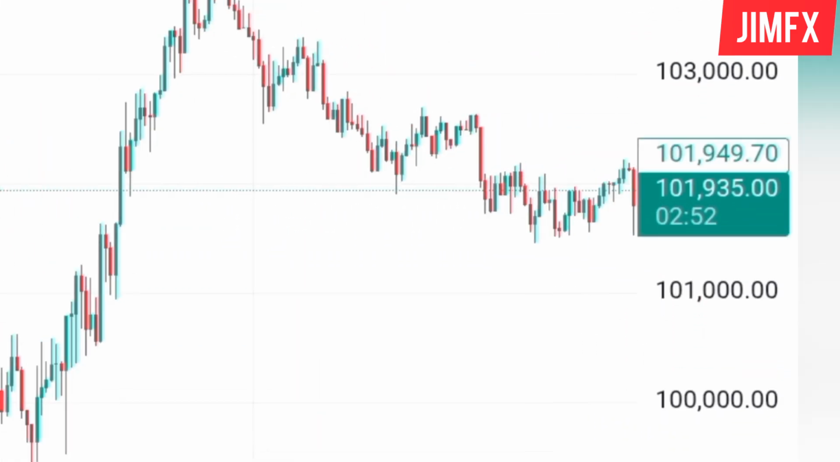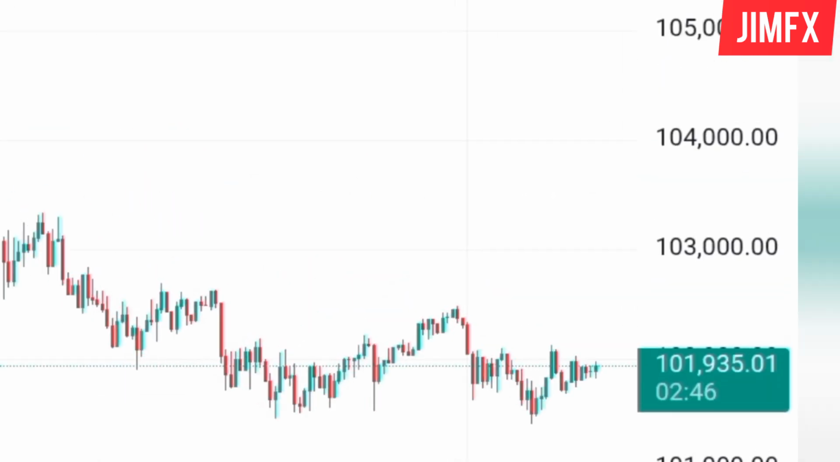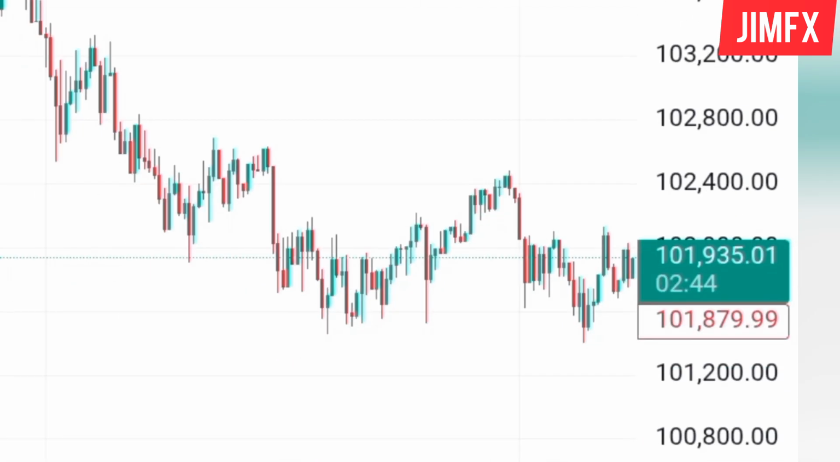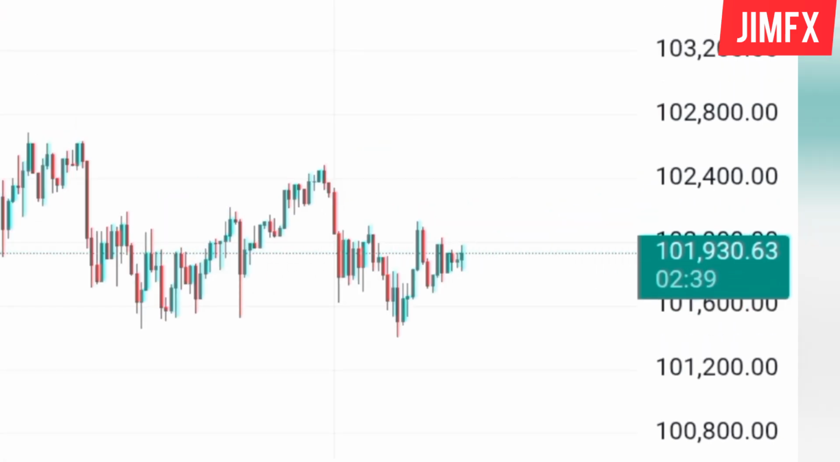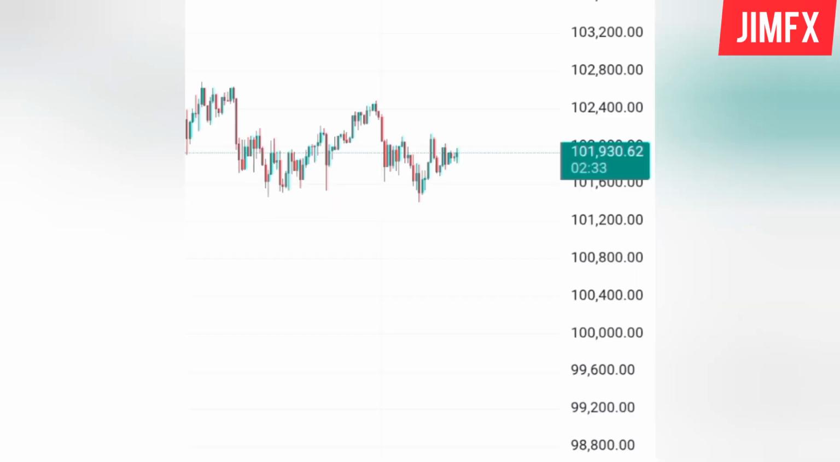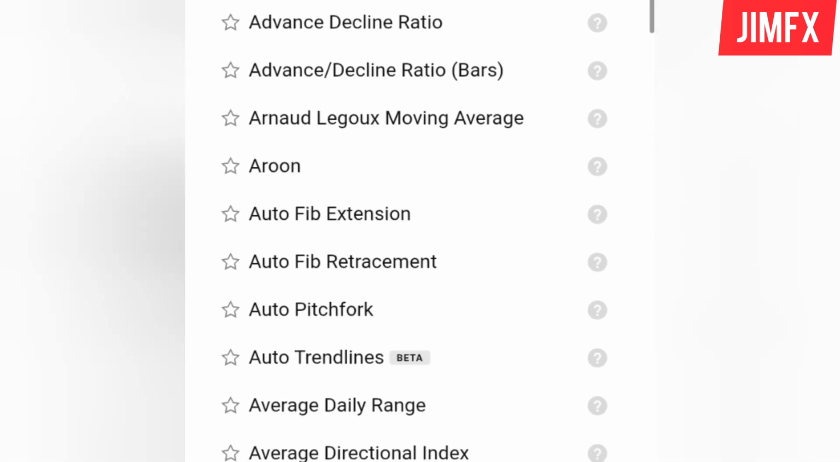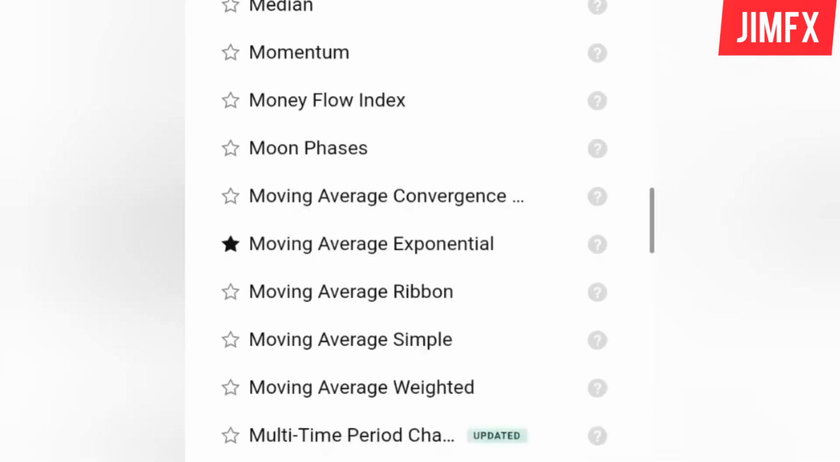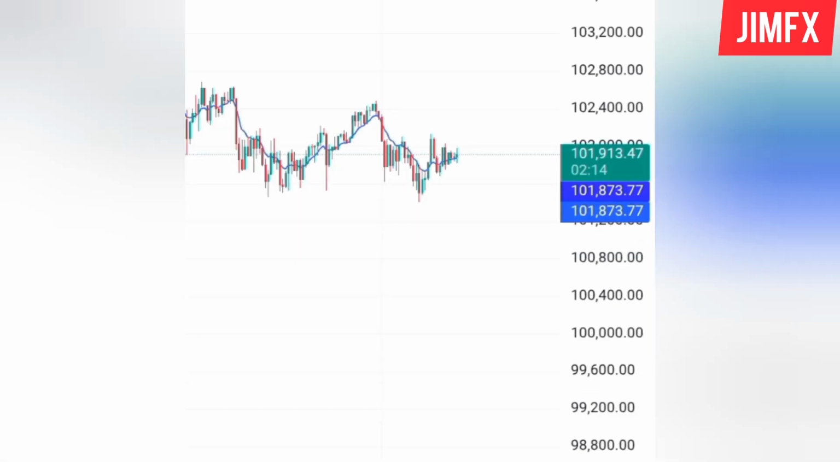We shall add some 50 exponential and 20 exponential moving averages for trend direction. So I already showed you how to add these indicators to your chart. Okay, so now we always go here and we go to indicators here, then you go to technicals right here, then you look for the moving average exponential right here. You just tap on it and you tap on it again, then here they'll be added on your chart.